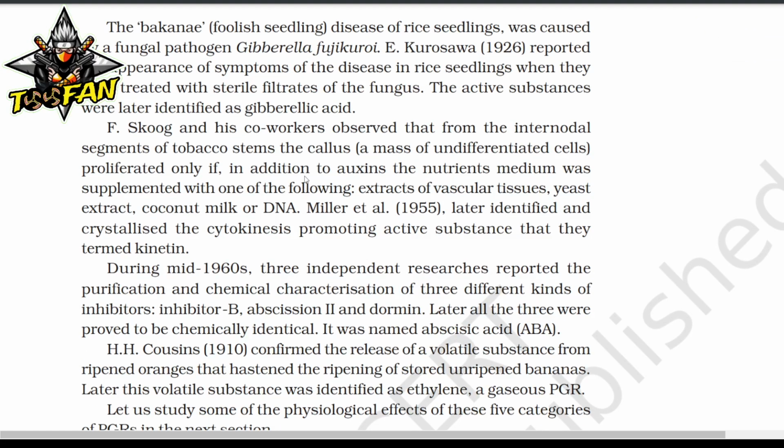F. Skoog and his co-workers observed that from the internodal segments of tobacco stems, callus, a mass of undifferentiated cells, proliferated only if, in addition to oxygen and nutrients, the medium was supplemented with one of the following: extracts of vascular cambium, yeast extract, coconut milk, or DNA. Miller et al. in 1955 later identified and crystallized the cytokinesis promoting active substance that they termed kinetin.